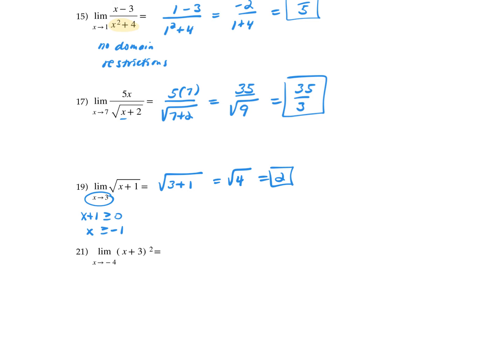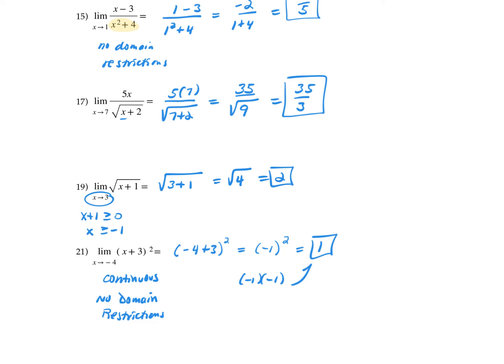All right, number 21, we have a continuous function again. This is a parabola. So there are no domain restrictions on a parabola. Its domain is the set of all real numbers. So since there are no domain restrictions, go ahead and plug your number in for some direct substitution. So negative 4 plus 3, quantity squared, gives us negative 1 squared, and notice it's in parentheses being squared. So final answer will be positive 1, because it's negative 1 times negative 1.